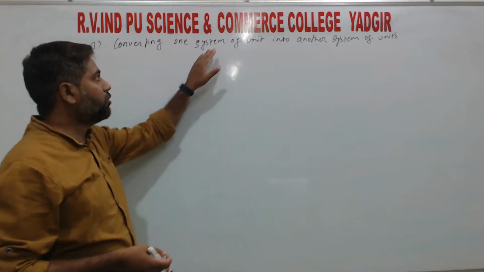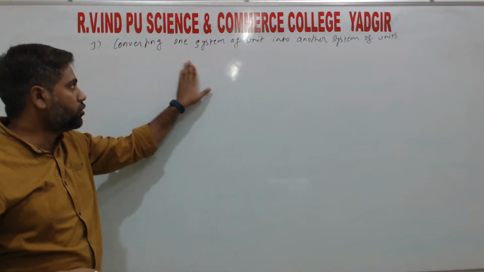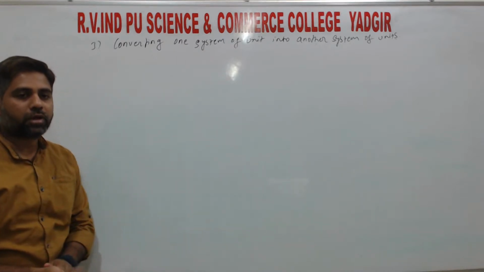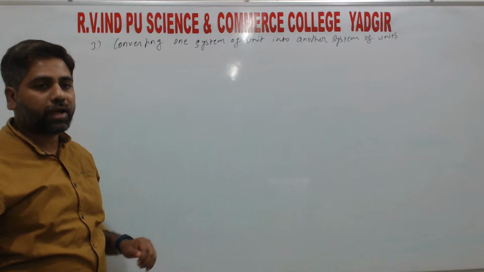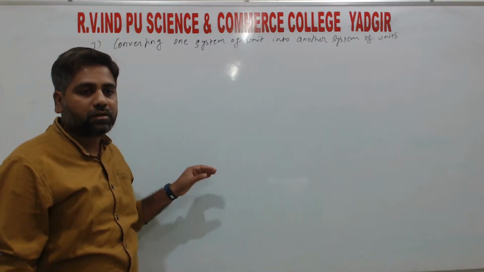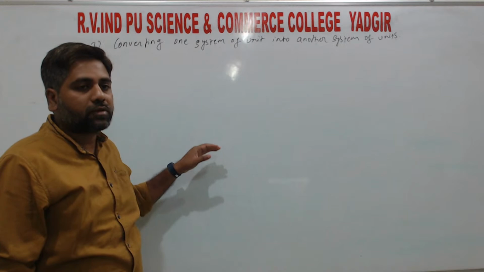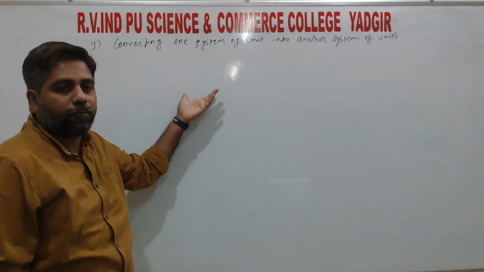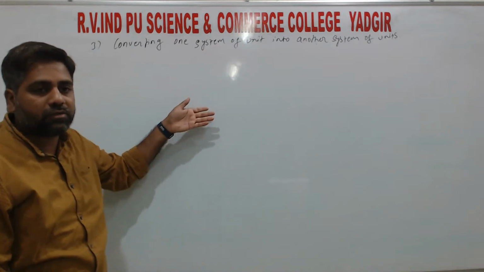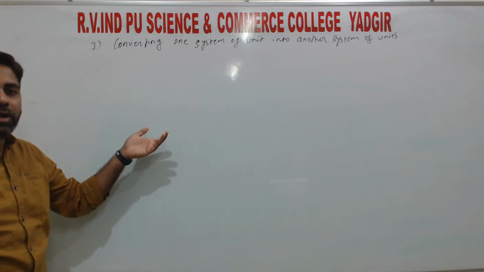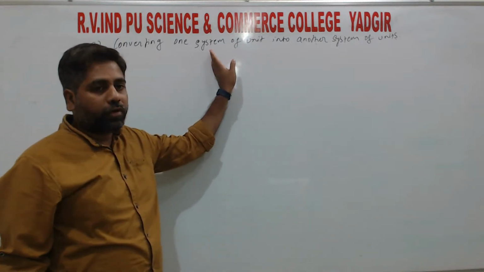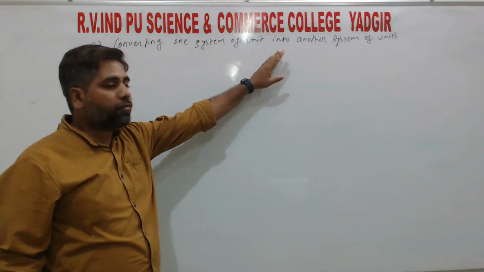So that means converting one system of unit. System of unit means a combination or set of units, that we call the system of units. We have four systems of units: CGS, MKS, FPS, and SI system, right? We are going to convert from SI system to FPS, or SI system to CGS, or from CGS to MKS system. That is converting one system of unit into another system of units.